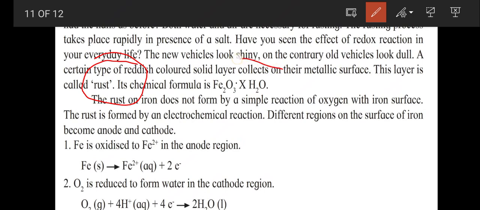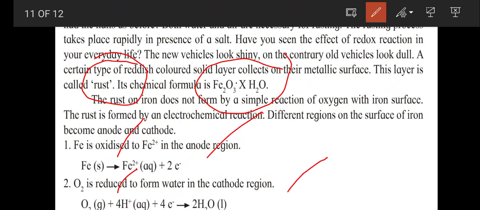What is the formula of rust? Fe2O3.xH2O, that is the formula of rust. Now the rust on iron does not form by a single reaction of oxygen with the surface. The rust is formed by an electrochemical reaction. So here they are giving the reaction: oxidation, Fe gives Fe2+ and two electrons, and reduction, O2 and 4H+ at the cathode.